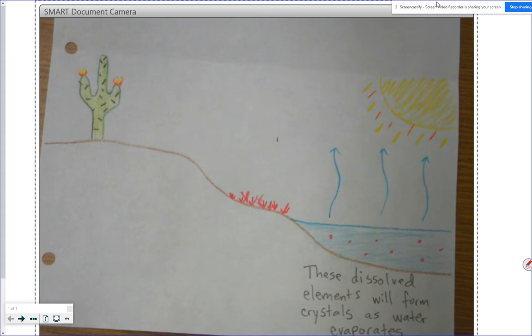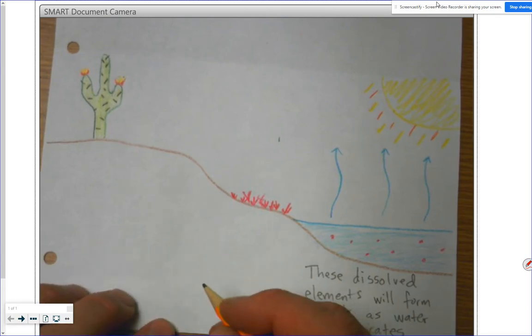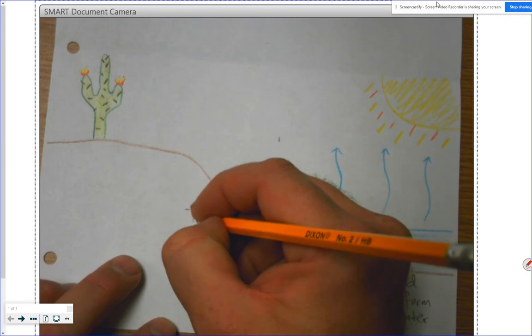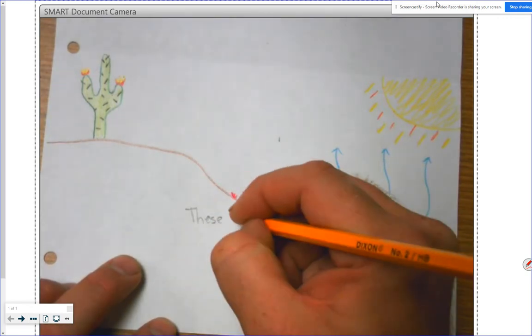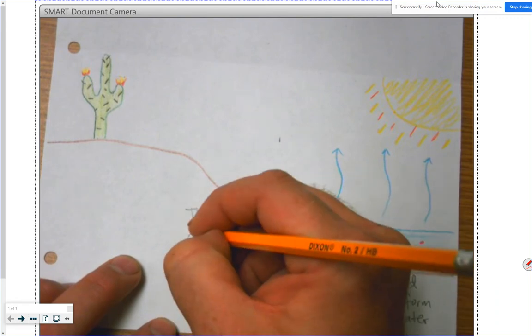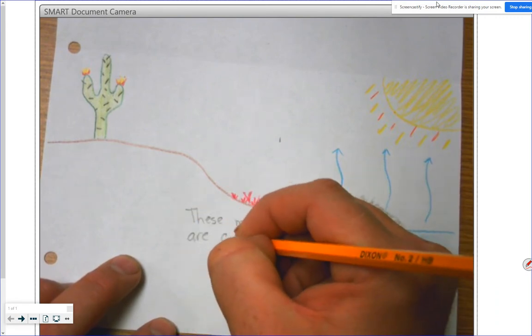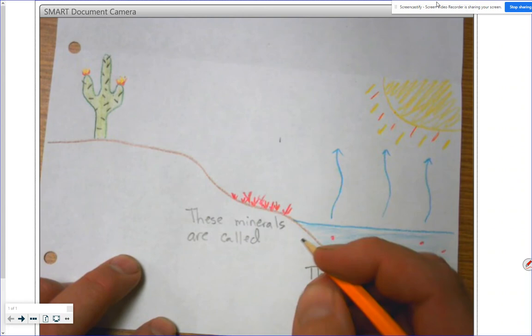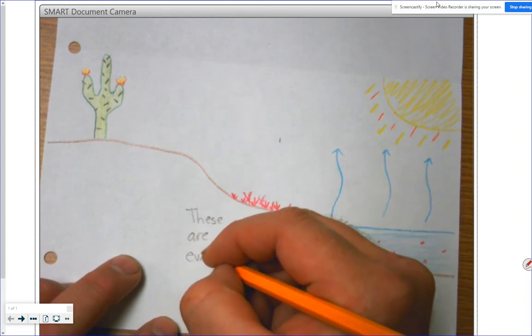And in general, we can classify that type of mineral as an evaporite. Okay, so let's write that here. These minerals are called evaporites. This is like a general name for minerals that form this way, evaporites.